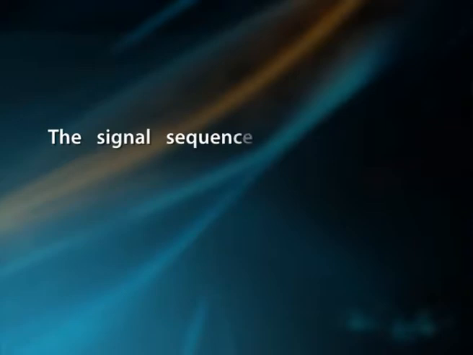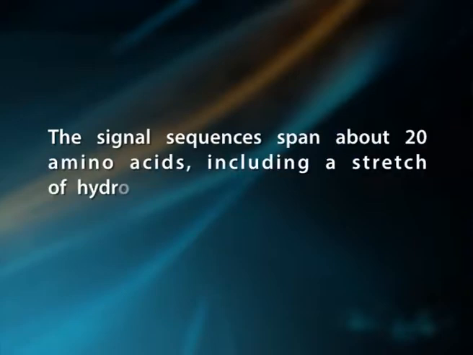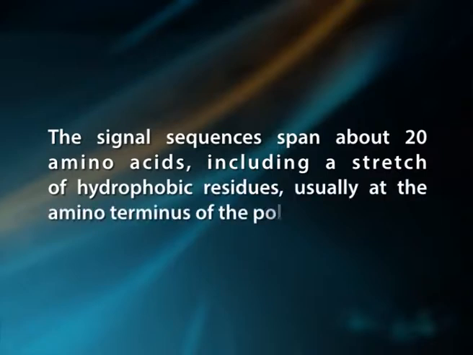The mechanism by which secretory proteins are targeted to the endoplasmic reticulum during translation is now well understood. The signal sequences span about 20 amino acids, including a stretch of hydrophobic residues, usually at the amino terminus of the polypeptide chain. As they emerge from the ribosome, signal sequences are recognized and bound by a signal recognition particle called SRP, consisting of 6 polypeptides and a small cytoplasmic RNA called 7SL RNA. SRP binds the ribosome as well as the signal sequence, inhibiting further translation and targeting the entire complex, which includes the SRP, ribosome and the growing polypeptide chain, to the rough endoplasmic reticulum by binding to the SRP receptor on the endoplasmic reticulum membrane.